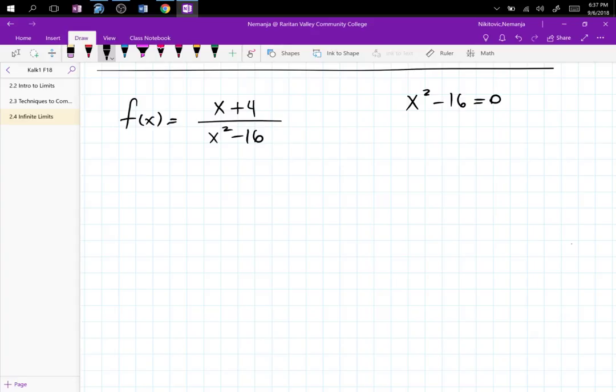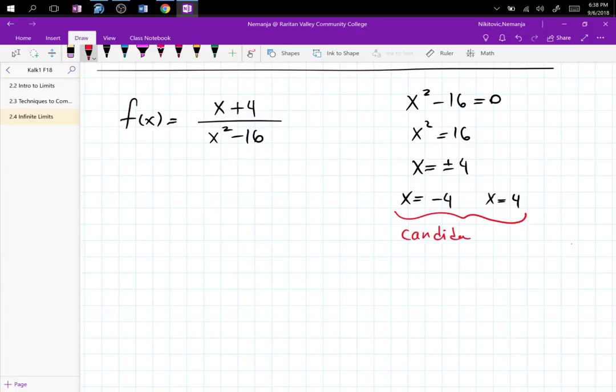So a problem like this would not be fair in pre-calc, because in pre-calc the narrative is denominator equals 0. That's the vertical asymptote. Move on. Let's see what happens here. We get our x squared equals 16, and then x equals plus minus 4, giving us two numbers, -4 and +4. So these are the candidates. Let me write that in blood.